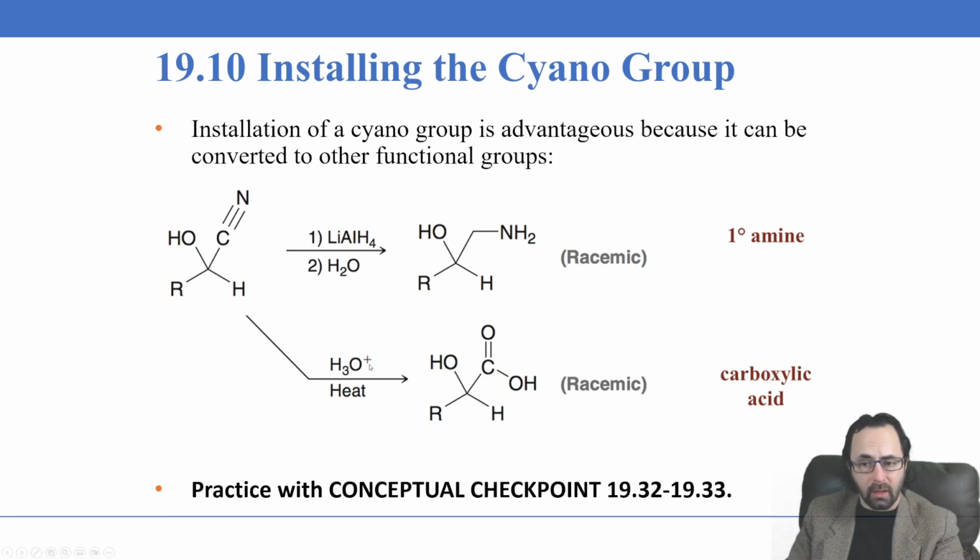Likewise, we can also oxidize this under acidic conditions here to produce a carboxylic acid, and that would result in a racemic mixture. Again, both of these will result in racemic mixtures because they involve the attack of a nucleophile on the carbon atom here.